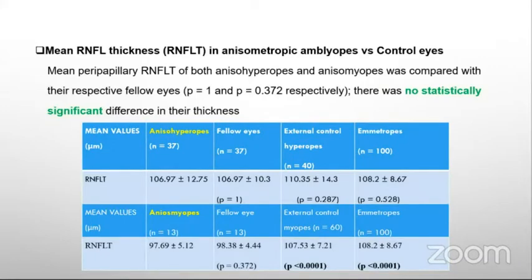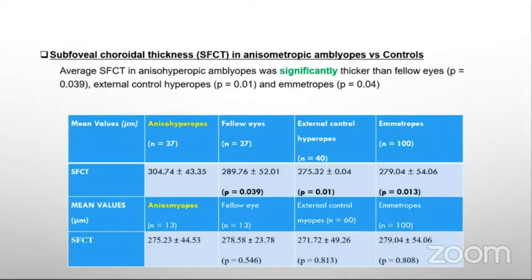Coming to mean RNFL thickness, there was no statistical difference between anisohyperopes and the control group, whereas there was significant thinning in anisomyopes as compared to external control myopes and emmetropes. The average subfoveal choroidal thickness was seen to be significantly thicker in anisohyperopes as compared to the control groups, and there was no such difference seen between anisomyopes and the control group.